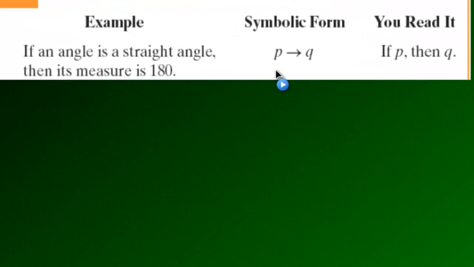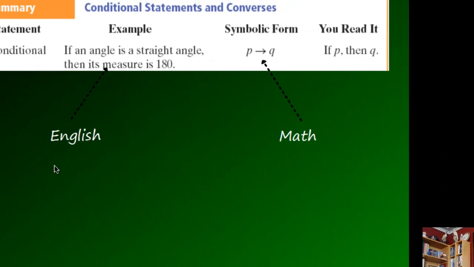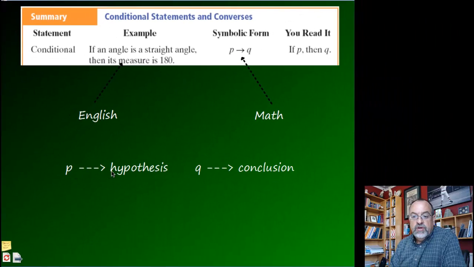Mathematically speaking, this is the symbolic form here, P arrow Q, and we read it as if P then Q. So this little arrow kind of takes the place of the word then. The letter P is used to mathematically symbolize the hypothesis, and the letter Q is the symbol to mathematically represent the conclusion. Now, why do we use P and Q? I have no idea. That might be a good thing to look up.